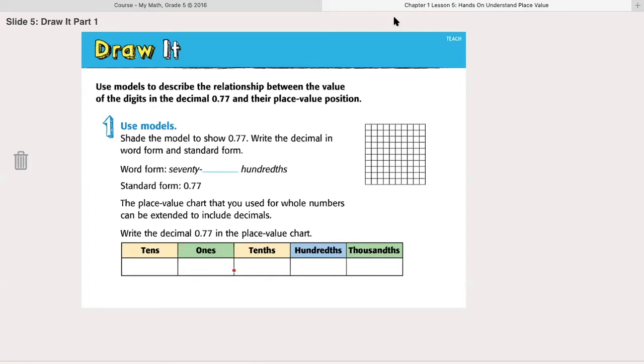So if we were to shade that area, 77 out of 100 boxes are shaded in. In word form, that would be 77 hundredths. In standard form, 0.77. The place value chart that you used for whole numbers can be extended to include decimals. Right? Here are the tens and ones. In the ones place would be 0.77, 77 hundredths.